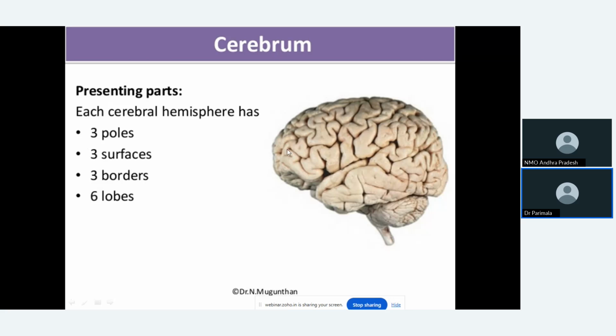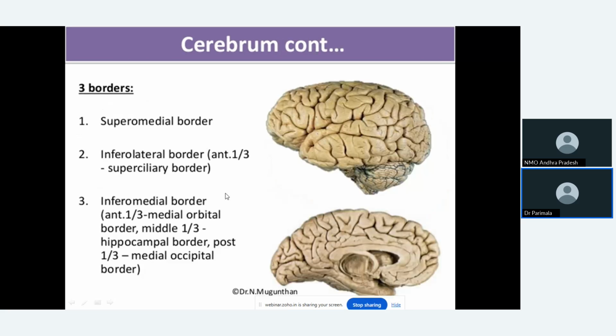If you see this image, you are not able to differentiate the frontal lobe, parietal lobe, occipital lobe. So there are lines mentioned in the textbooks for how to separate the frontal lobe from the parietal lobe. That we are going to learn. As I told, this is the superomedial border. This is the inferolateral border. Here, you observe, this is the inferomedial border. In this inferomedial border, again, there are divisions. This is the medial orbital border. Here I am focusing now. This is called the hippocampal border.